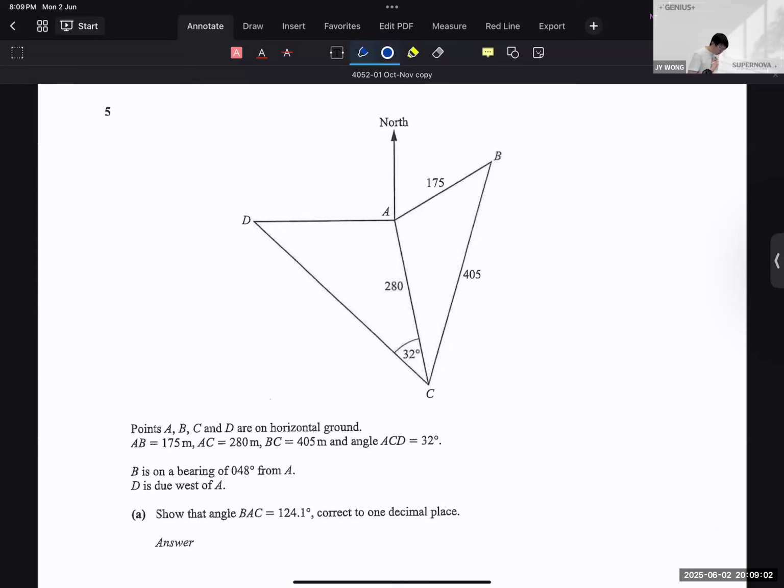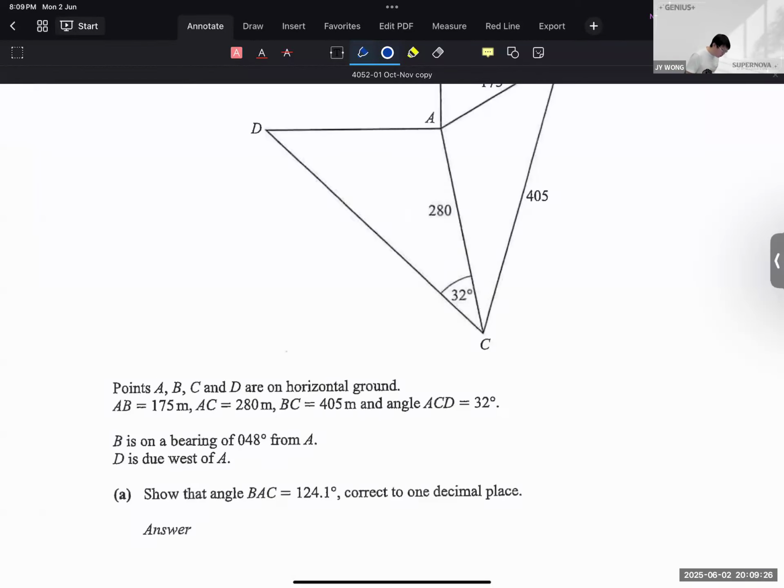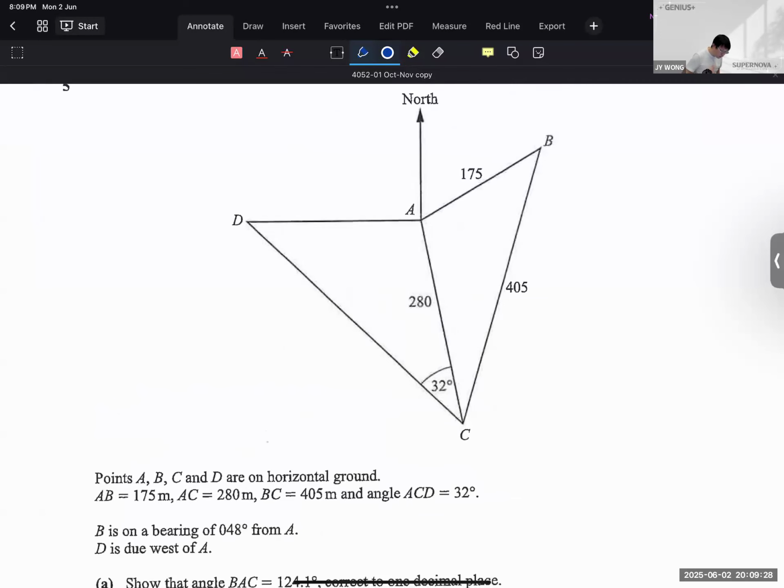So A, B, C, D are on horizontal ground. Check that they have represented all the information. You notice that there is information they give you that is not represented. So you must read the question carefully. I always have students who cannot solve the question because the information is given in the question, but you never go and indicate which information given in the question is not indicated in the diagram, and therefore you needed to go and indicate.